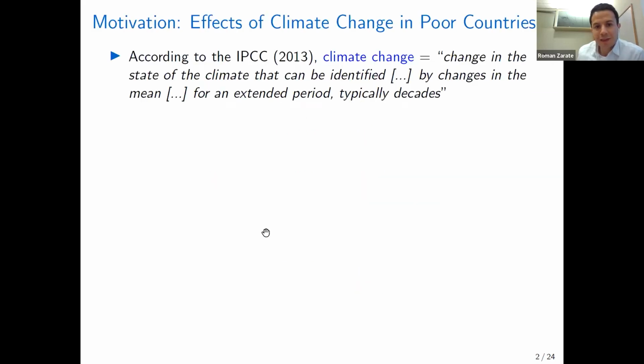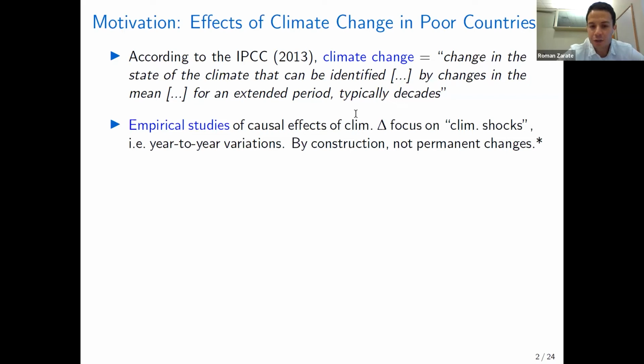So to start motivating the paper, let me start with the definition of climate change by the IPCC, that defines climate change as a change in the state of the climate that can be identified by changes in the mean for an extended period of time, typically decades. And the economic literature has taken two different approaches to study climate change. The first approach, which is more related to development economics, has been to exploit year-to-year variation in temperature and rainfall and study its effect on different outcomes such as migration flows, welfare, or productivity. But by construction, they are not studying permanent changes as defined by the IPCC.